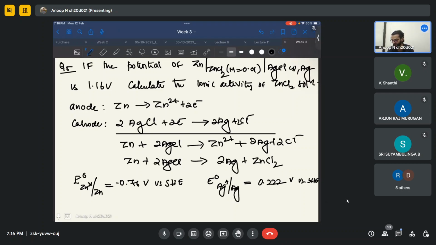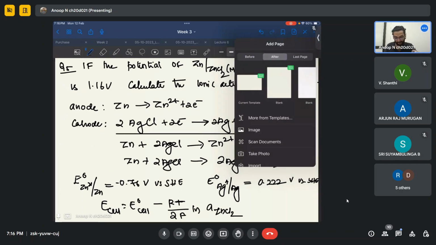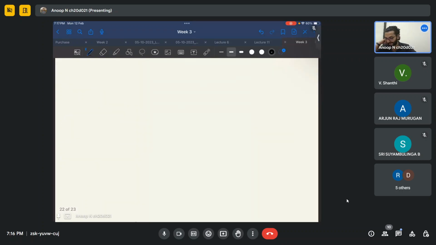Is it done? So I can write E cell equals E0 cell minus RT by 2F ln of activity of Ca2+. Now I can substitute the values. Just substitute and get the solution. Activity of zinc chloride.